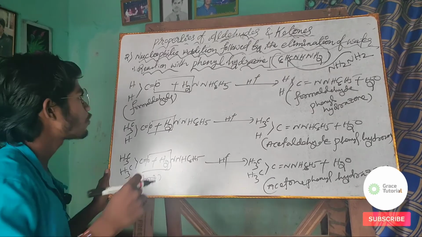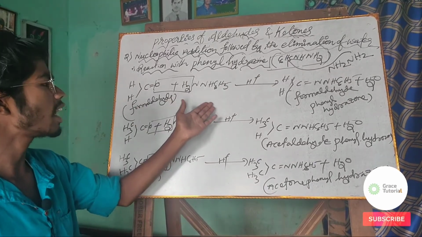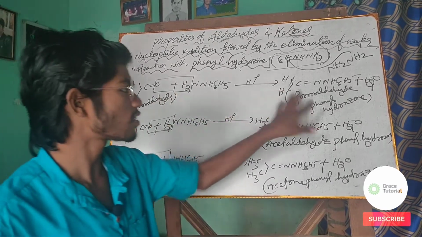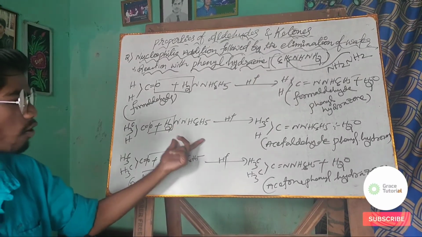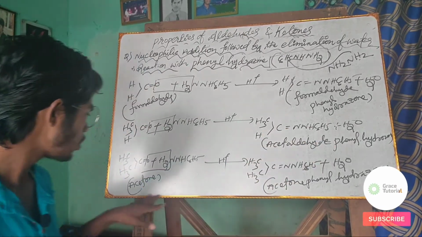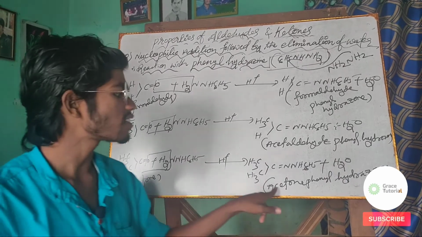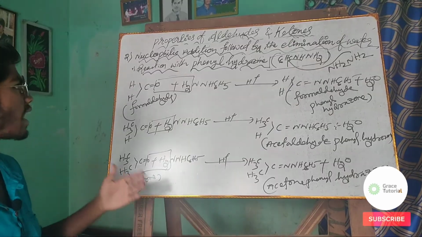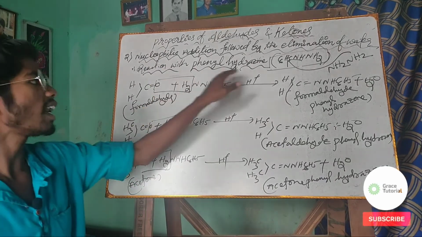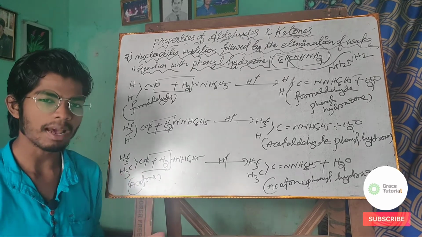So the reaction with phenylhydrazine is also easy. Formaldehyde reacts with phenylhydrazine with the elimination of the water molecule, and the remaining part stays the same, giving formaldehyde phenylhydrazone. If acetaldehyde reacts with phenylhydrazine, it gives acetaldehyde phenylhydrazone. Similarly, if acetone reacts with phenylhydrazine, it gives acetone phenylhydrazone. So these are the three examples of the reaction with phenylhydrazine. Now we'll look at another reaction, the reaction with hydroxylamine.